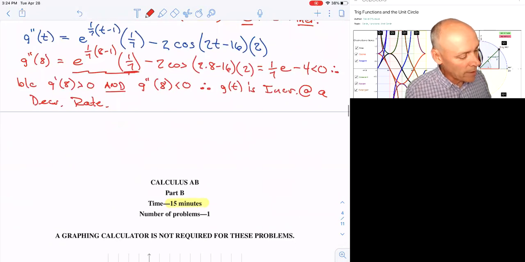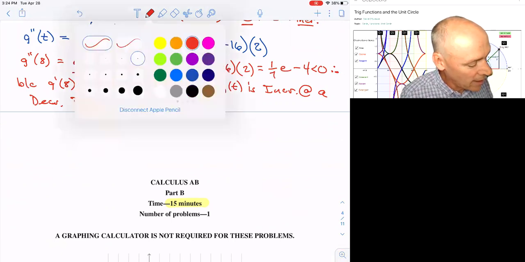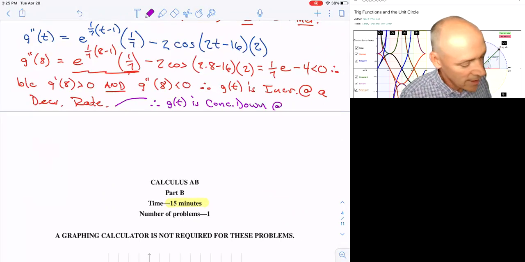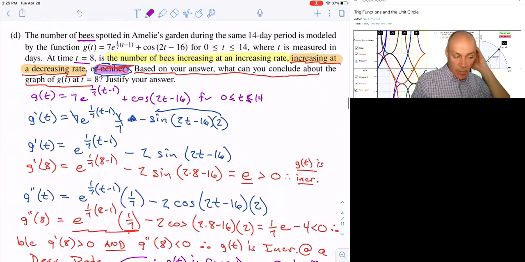Well, that means what? If it's increasing at a decreasing rate, it means that the graph looks like that. So my conclusion is going to be, therefore, G at t is concave down at t equals 8. And that answers the last part of that question.